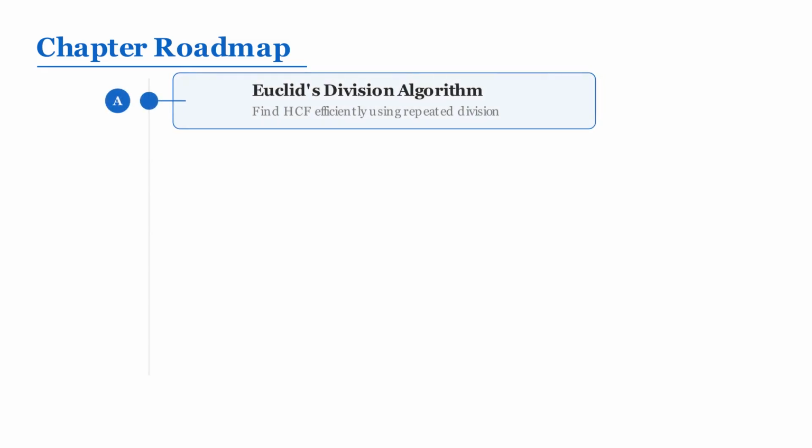This chapter has 4 sections. Each section builds on the previous one. The first section is called Euclid's division algorithm. Euclid was an ancient Greek mathematician. His algorithm is a step-by-step method. It finds the highest common factor of any 2 integers. It does this using repeated division.